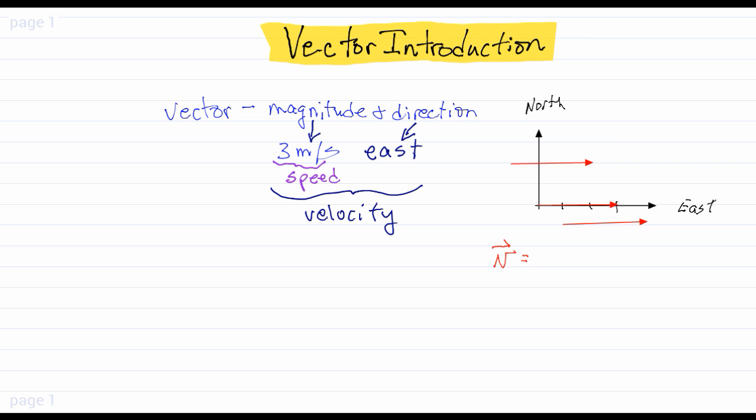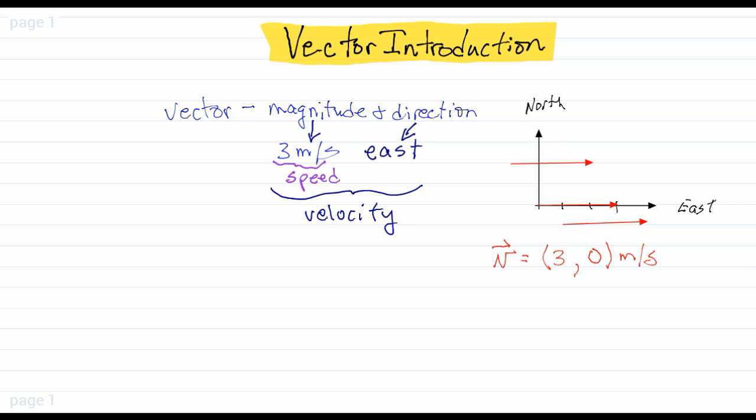So if you notice, in the east direction, this vector goes a distance of 3. And in the vertical direction, or north and south, we don't shift anywhere in that direction. So we can list that as 0. So we can represent this vector as an ordered pair of numbers. And vectors do have units, so we can include units of meters per second.